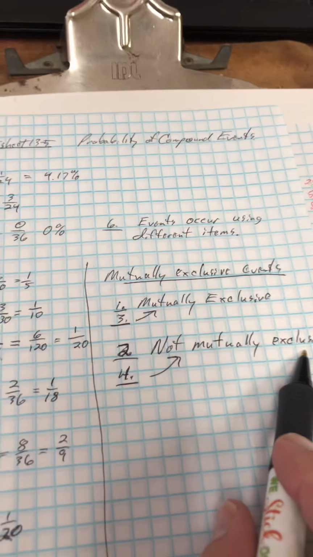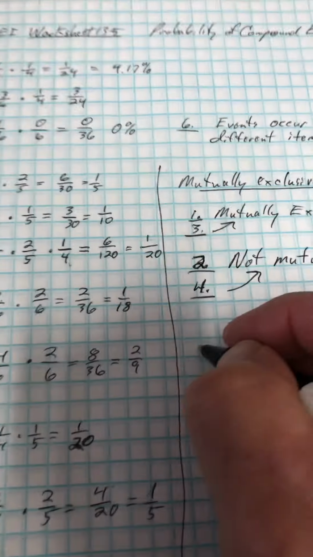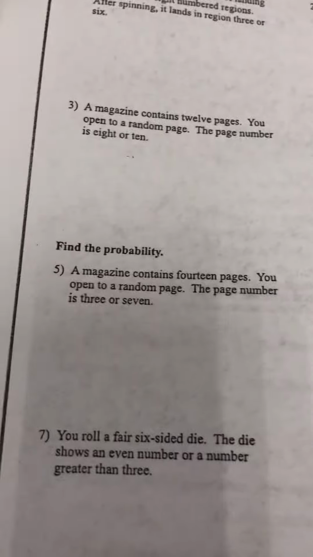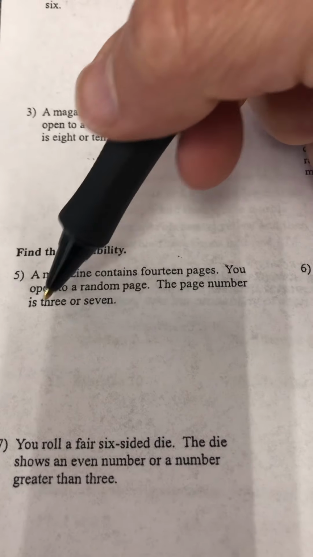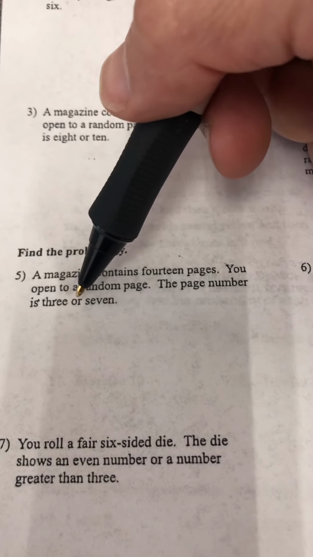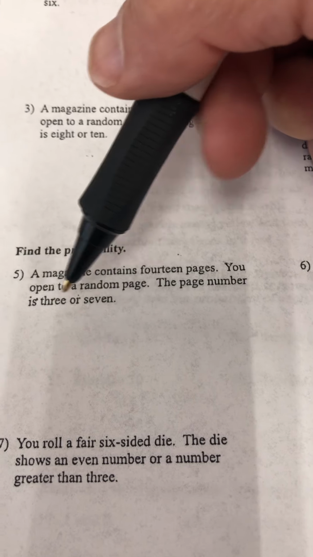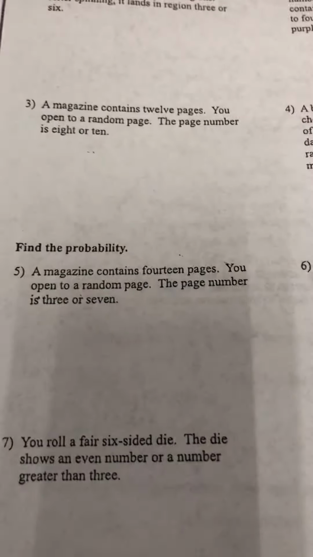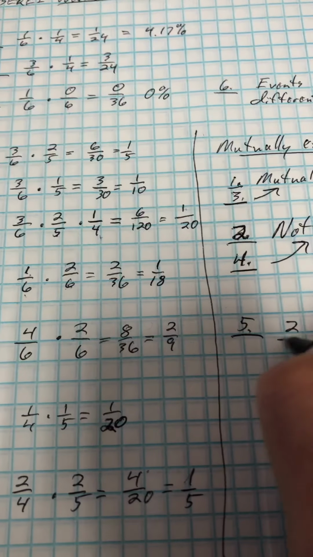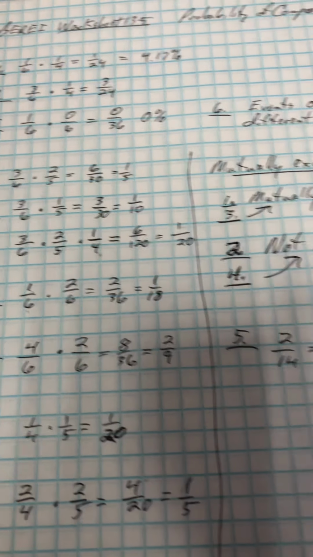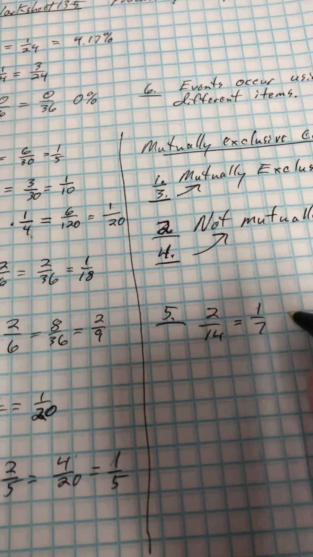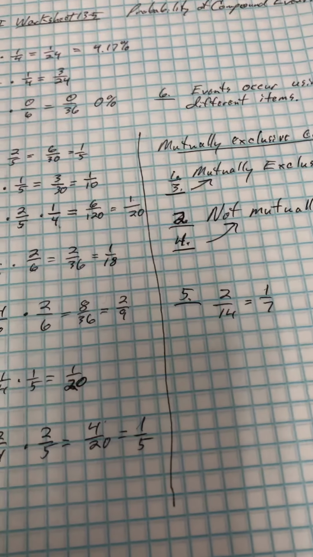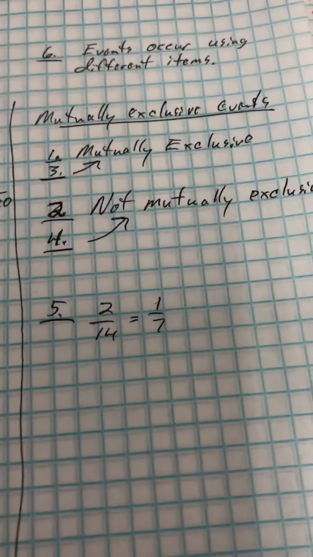Okay. Now for finding the probability, let me just do 5 and 7 on this one. I do want to leave you with 6 and 8 on your own a little bit. A magazine contains 14 pages. You open a random page. The page number is 3 or 7. So that would be 2 out of the 14, or that would be 1/7. If you were to divide that, it would be approximately 14.3%.